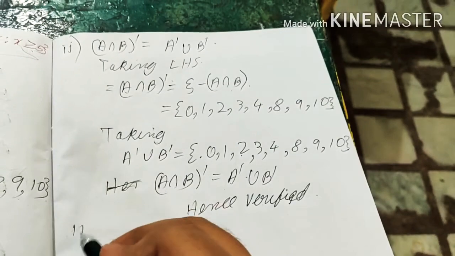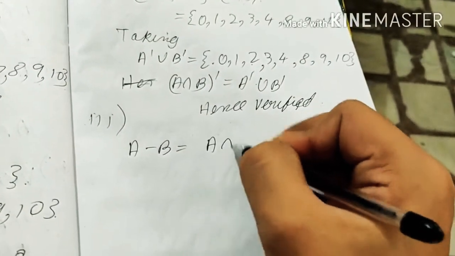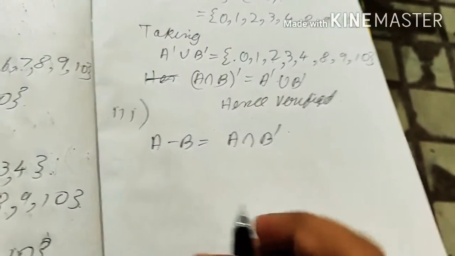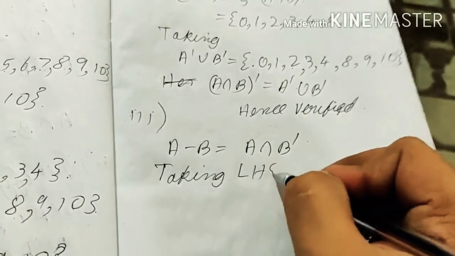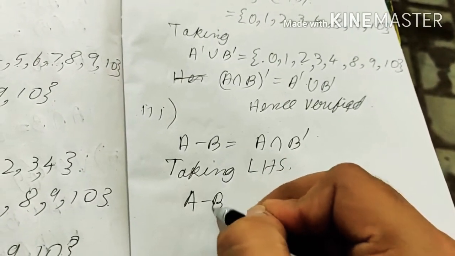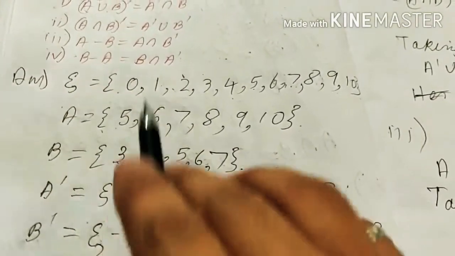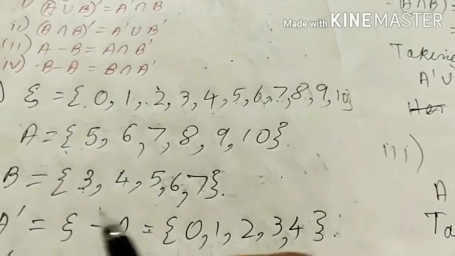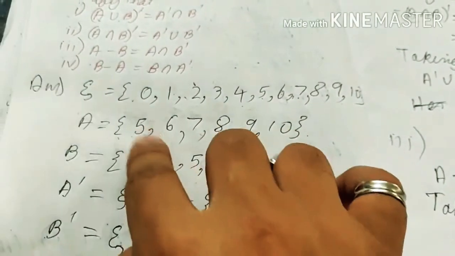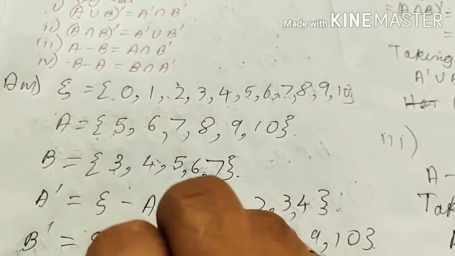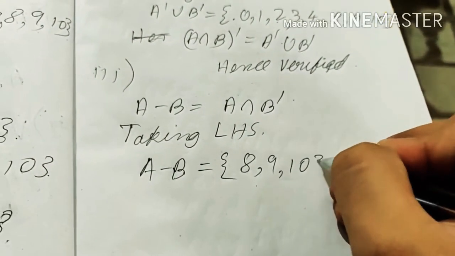Okay, our third part here is A minus B is equal to A intersection B complement. So A minus B, taking again the LHS. A minus B is equal to, we will subtract B from A. Is there any common part? Means we have to remove the common part from this A. Yes, 5, 6 and 7 is removed. We are left with 8, 9 and 10.